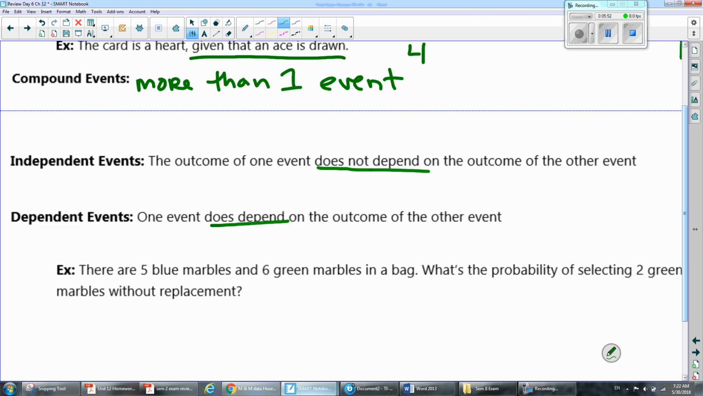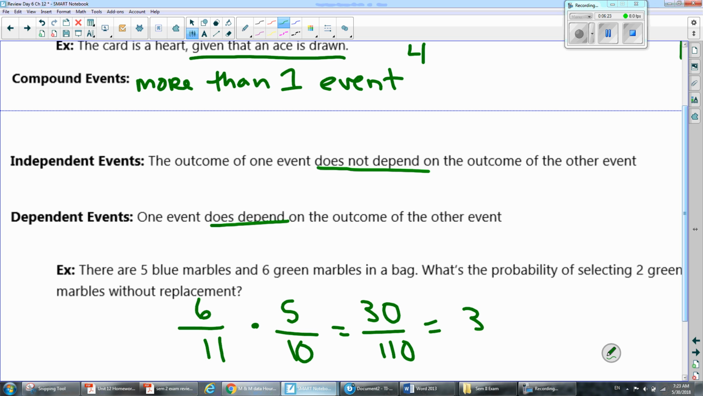So if there are 5 blue marbles and 6 green marbles in a bag, that gives me 11 total marbles. If I want to select 2 green marbles, the first green marble that I reach in to grab, there's 6 of them. And if I don't replace that, if I keep that green marble in my hand, now there's only 5 green marbles left in the bag, and there's only 10 total marbles left in the bag. When I multiply those fractions straight across, 30 over 110, and that reduces to 3/11.